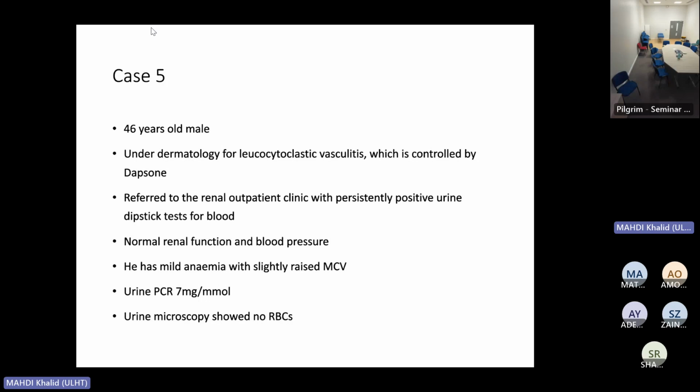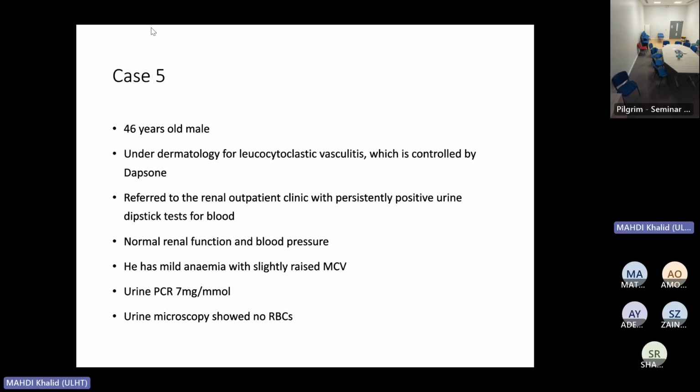Is this just a wrong test, or why do they have that? If you repeat the diagnostics and the urine microscopy is negative, why would you get a positive dipstick? A pigment, yes, what pigment? I guess myoglobinuria will give you a positive, but why would he have myoglobinuria? Well, you can get hemolysis, can't you? Yes, with Dapsone.